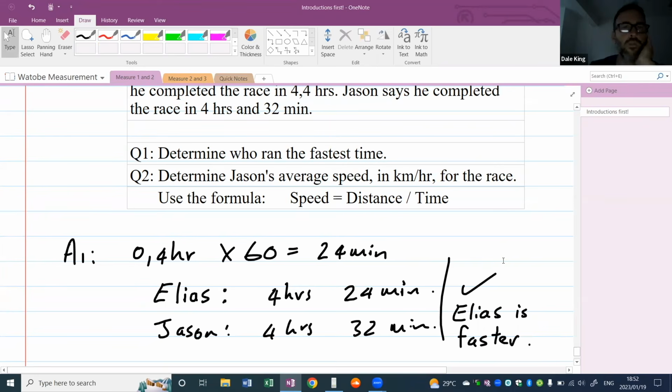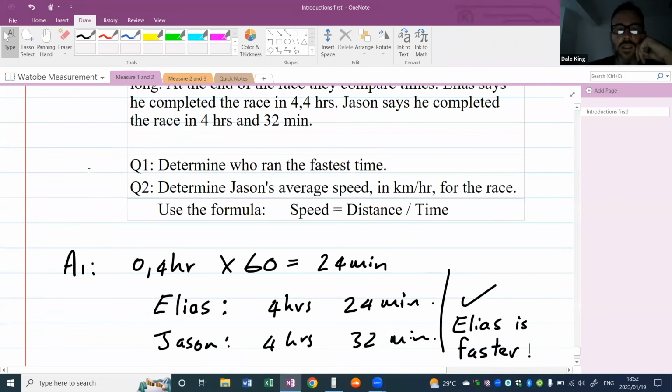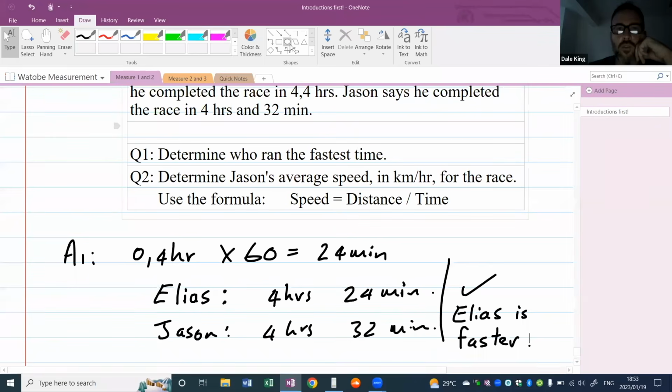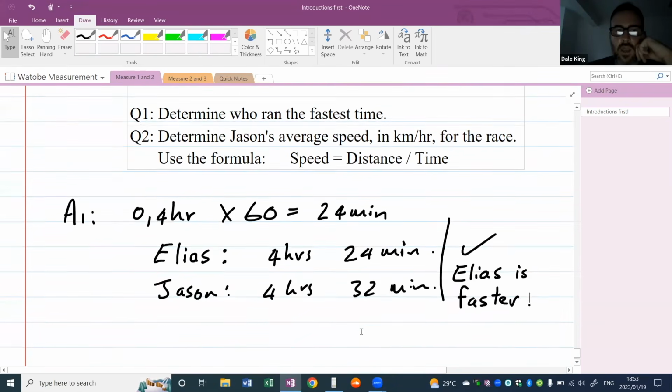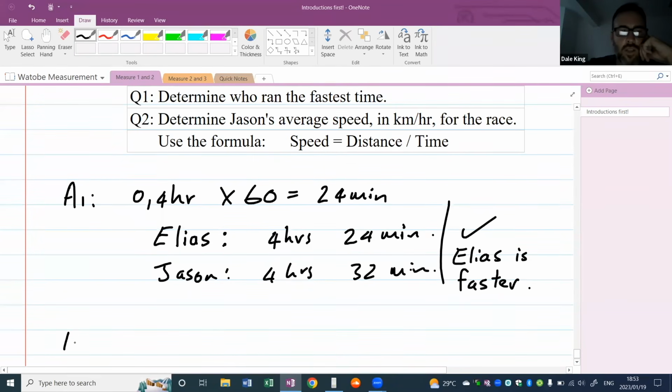All right, the answers for A1 are correct, Elias. Make sure that if they ask you to determine who ran the fastest, often they will say, show by calculation who ran the fastest. I just said determine, so your answers were correct because you just gave me the answer. But please always back up a statement like that with a calculation. Elias did 4 hours and 24 minutes because 0,4 of an hour is 24 minutes, and Jason did 4:32. So Elias is faster.